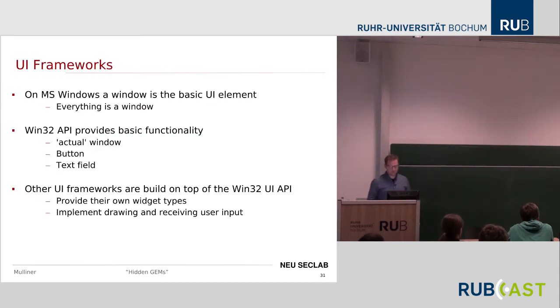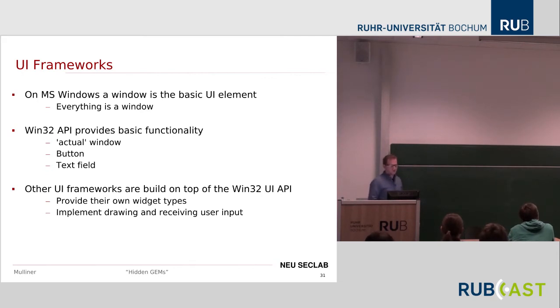Yeah. So if we now look one bit deeper. On Microsoft Windows, basically a window, as I said in the beginning, is the basic UI element. Everything is a window. A button is a window. A checkbox is a window. And the Win32 API provides this basic functionality where you have an actual window or a button or a text field. And this is really, really basic.